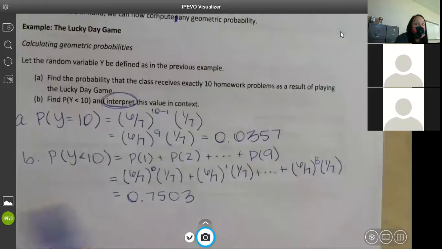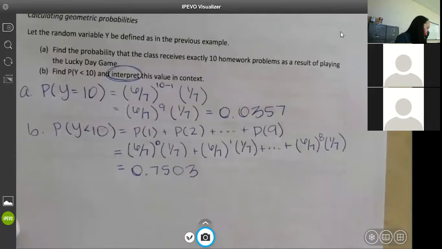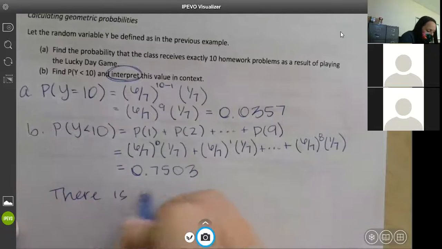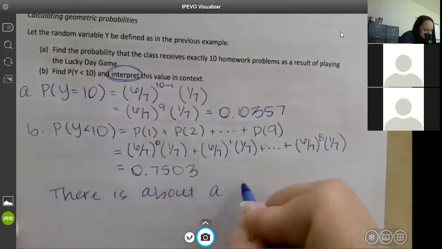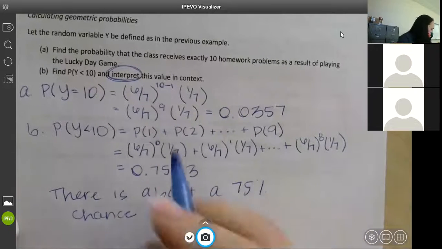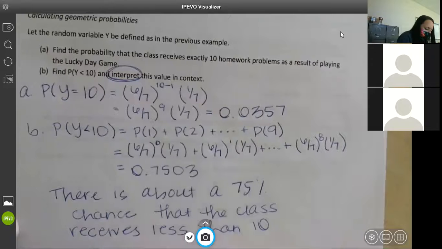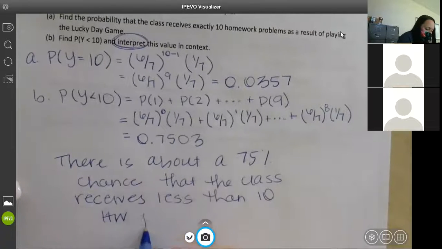This is the probability of receiving 9 or less, less than 10, homework problems. So there is about a 75% chance that the class receives less than 10 homework problems. Perfect. Thank you.